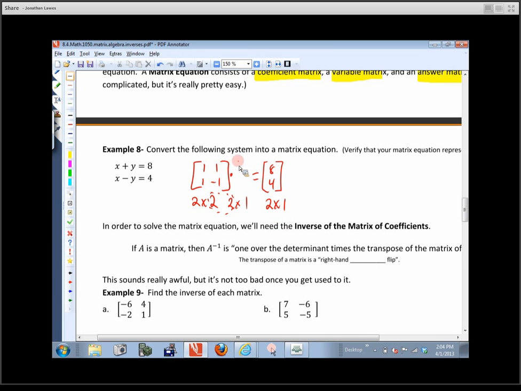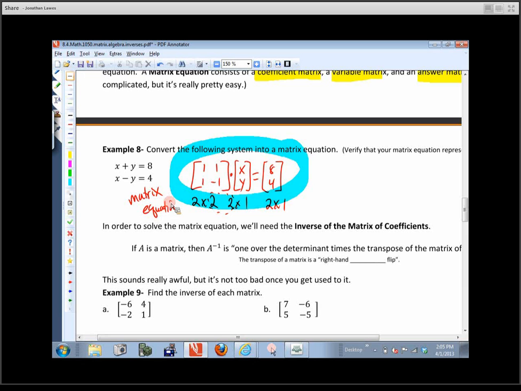So what I've got right here is a column matrix. It has 2 rows and 1 column. Now, if 1, 1 and 1, negative 1 represent the coefficients, and 8, 4 represent the answer column, what do you suppose goes in here if we're going to write this down as an equation, as a variable? X and Y. Just stack them on top of each other. Okay? This right here is what we call a matrix equation. Okay? So that is a matrix equation.